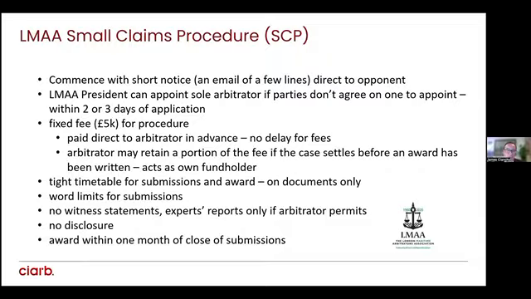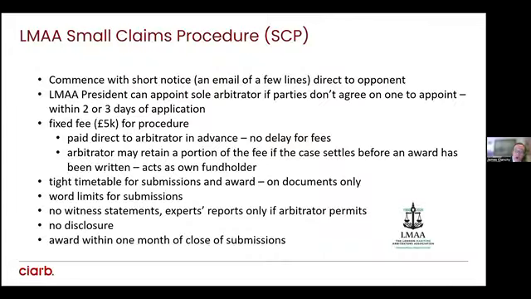This is a formula that works very well for the LMAA small claims procedure. So it contains a tight timetable for the submissions, and there are word limits on those submissions. Evidence is usually simply documentary. That these days can include transcripts of WhatsApp or WeChat conversations. It's extremely rare for witness statements to be submitted, and experts' reports can only come in if specifically permitted by the arbitrator. There's no disclosure. And the general rule is that the award should be produced within a month of the close of submissions.